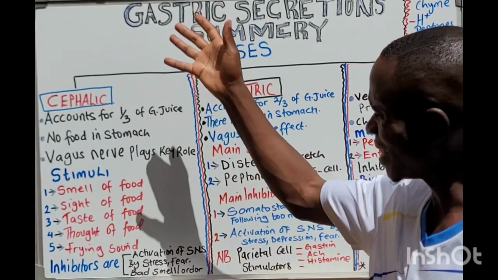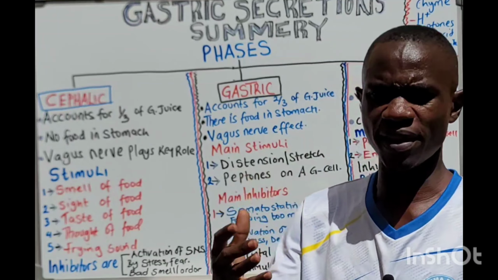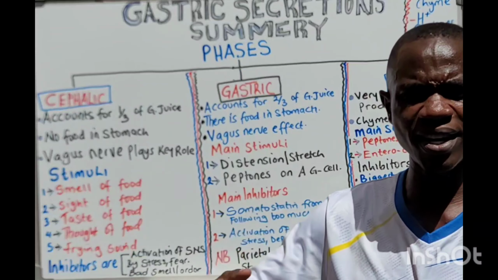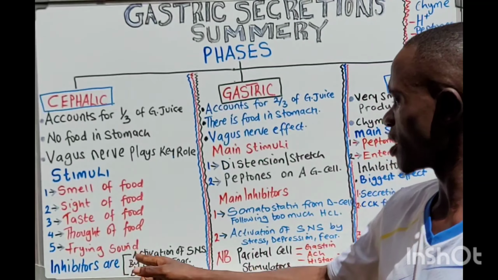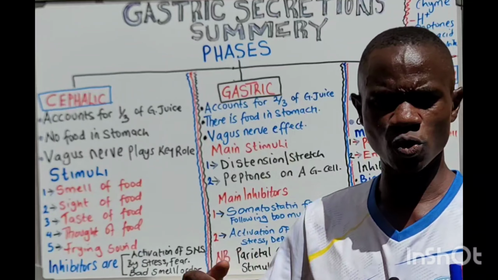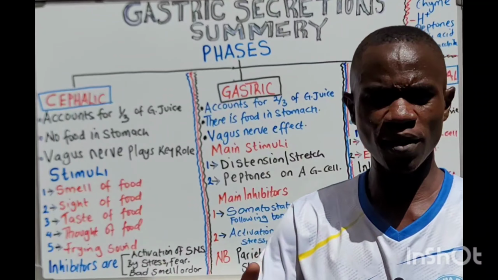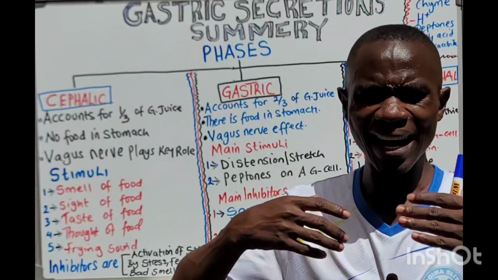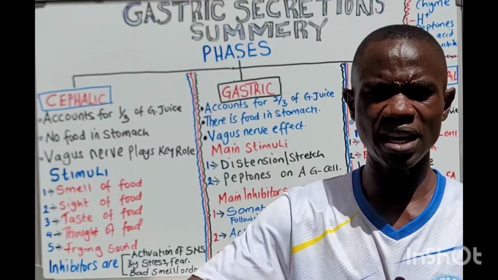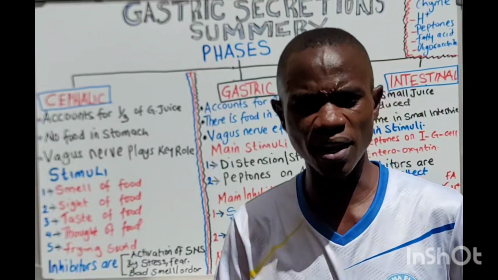Okay, so now that's generally how the cephalic phase is going to be happening. The main inhibitors of the cephalic phase are going to be anything that activates the sympathetic nervous system. For example, we have what we call stress. Whenever you are stressed, the sympathetic nervous system is going to be taking over. Even also fear, and any kind of anxiety, any kind of emotions, anything that activates the sympathetic nervous system will inhibit all the effects of the vagus nerve.